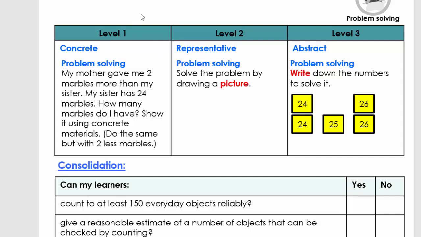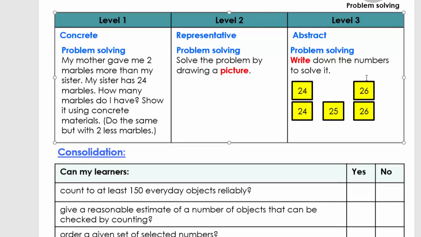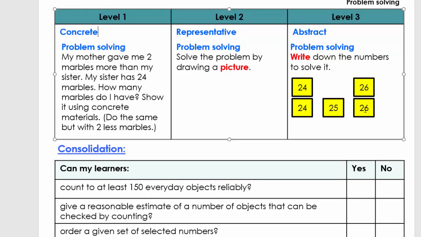The problem solving I also have in 3 different groups. So the concrete one is: my mother gave me 2 marbles more than my sister. My sister has 24 marbles. How many marbles do I have? Show it using concrete materials. Now what they can do is use your beads, your stones, or they can make drawings of this. Level 2 focuses then on the drawings, where level 1 focuses on your concrete resources. And then level 3 is where you abstract, where they could just work it out or just write the numbers and then solve the problem.